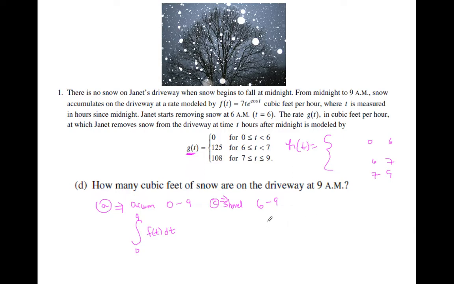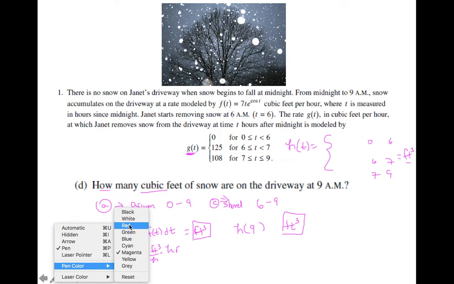So they want not only the snow accumulating till 9 a.m., but remember from 6 to 9 what was happening. You had snow accumulating from midnight to 9, and that is the integral of f of t dt from 0 to 9. But then you had Janet shoveling, but not from 0 to 9, from what? 6 to 9, right?